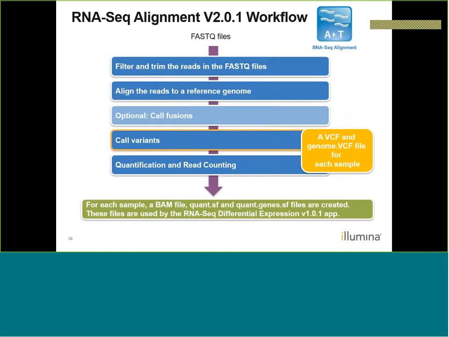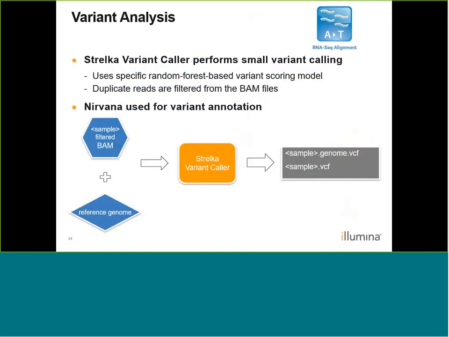The next step in our workflow is to call the variants, and from here we're going to get a VCF and genome.vcf file for each sample. Variant calling is done using the Strelka variant caller, which performs our small variant calling. It uses a specific random forest-based variant scoring model. And before doing the actual variant calling, we're going to remove any duplicate reads that would be found in the BAM file. Also, the annotation engine used for this is going to be Nirvana.